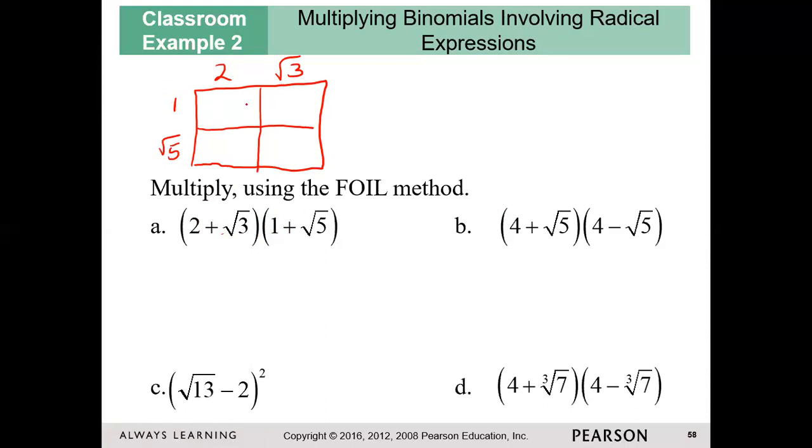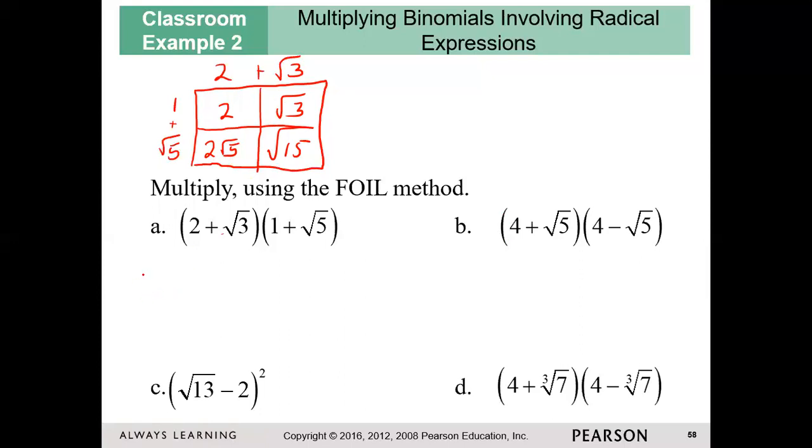So now you just do the multiplication just like you would if this were an algebraic expression. So 1 times 2 is 2. 1 times the square root of 3 is the square root of 3. 2 times the square root of 5 is 2 square roots of 5. And the square root of 5 times the square root of 3 is the square root of 15. So this gives you all the components, everything's positive, so I don't have to worry about signs or anything like that. And there's nothing here that you can combine.